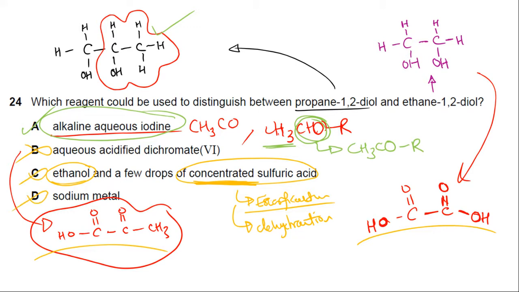And for sodium metal, it reacts with both of them, again producing slightly different products, but it doesn't really matter. We want an observable feature in the products that could help us distinguish between propane-1,2-diol and ethane-1,2-diol, and the answer is therefore A.